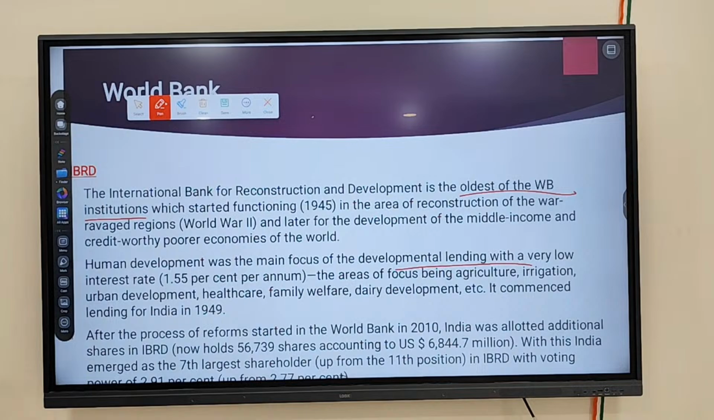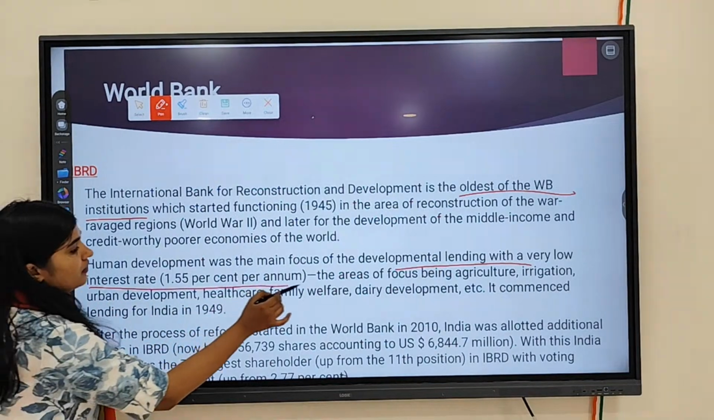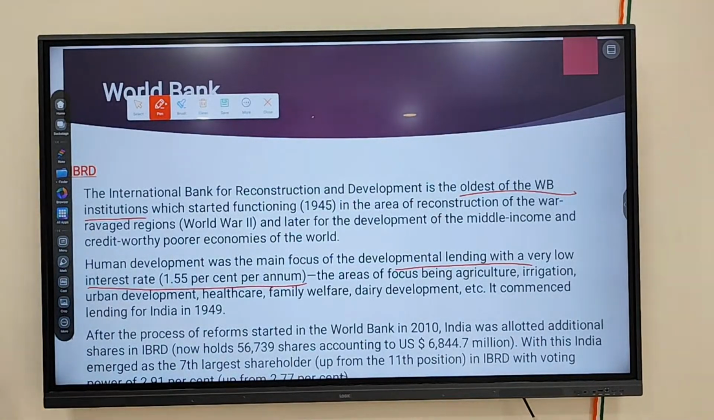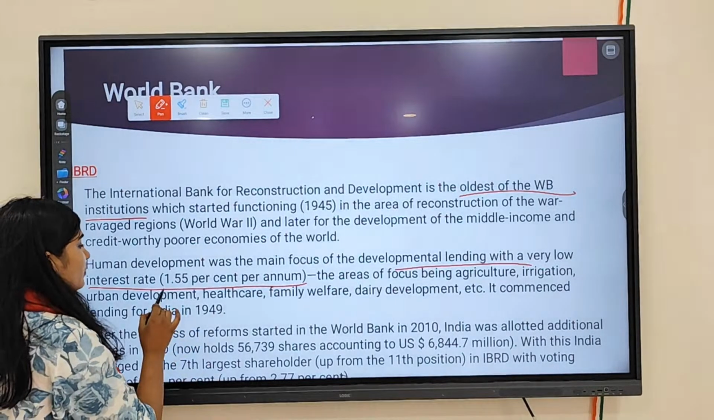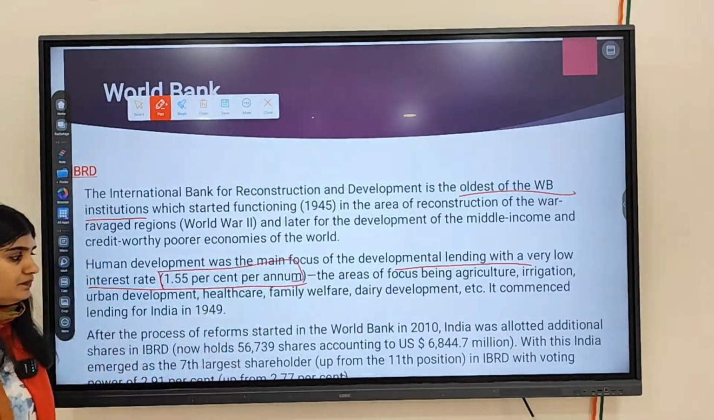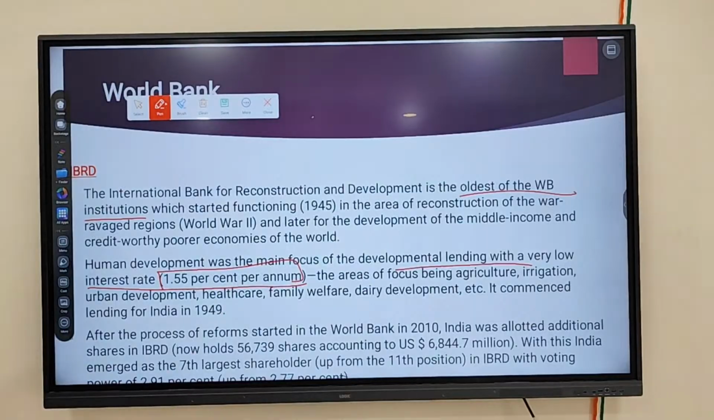They will give loans to the developing nations, but the interest rate is only 1.55 percent per annum. It is not 15, it is just 1.55 percent per annum. Why is it 1.55 percent? The loans will be in the form of thousands of crores, lakhs of crores. That is why the interest rate is less.